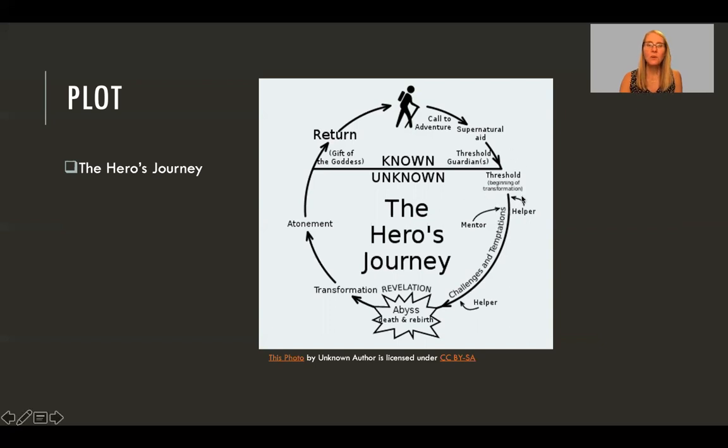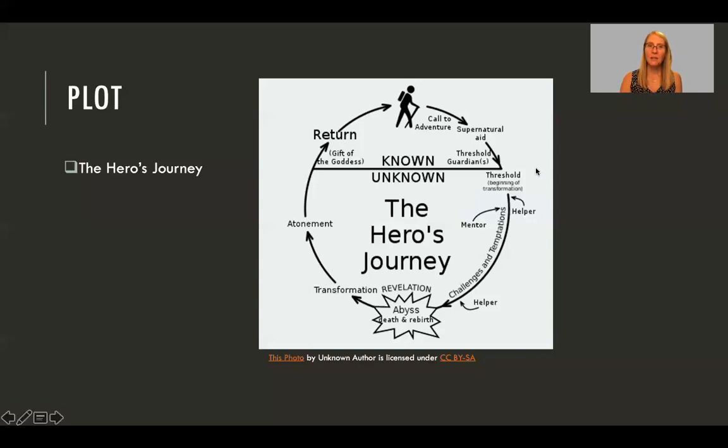There's some sort of threshold that has a guardian. Think of that as the keeper at the gate. If we're thinking about Cinderella, that could be the stipulations placed upon her in order to go to the ball. At the beginning of the transformation, she's given the carriage and the beautiful gown, but she's told you only have until the strike of 12 at midnight, and it's all going to go away.